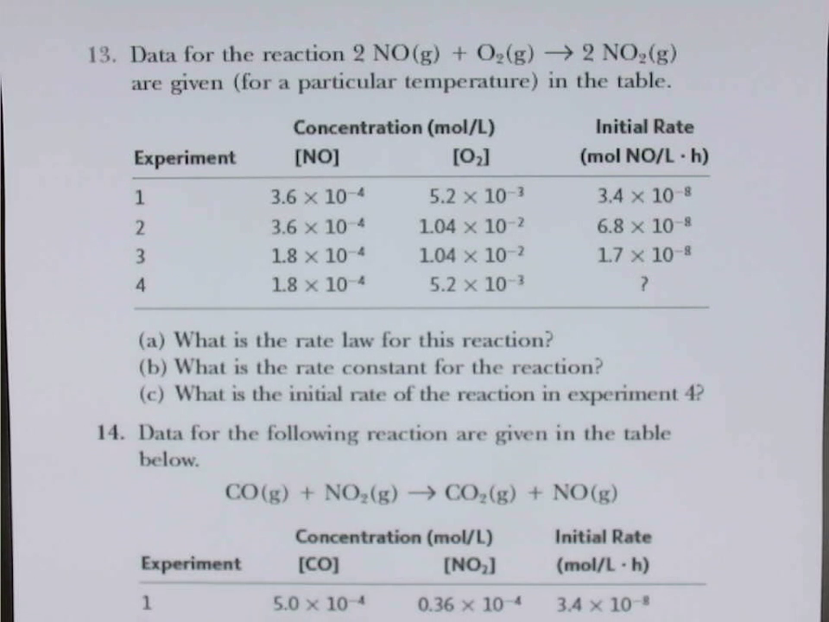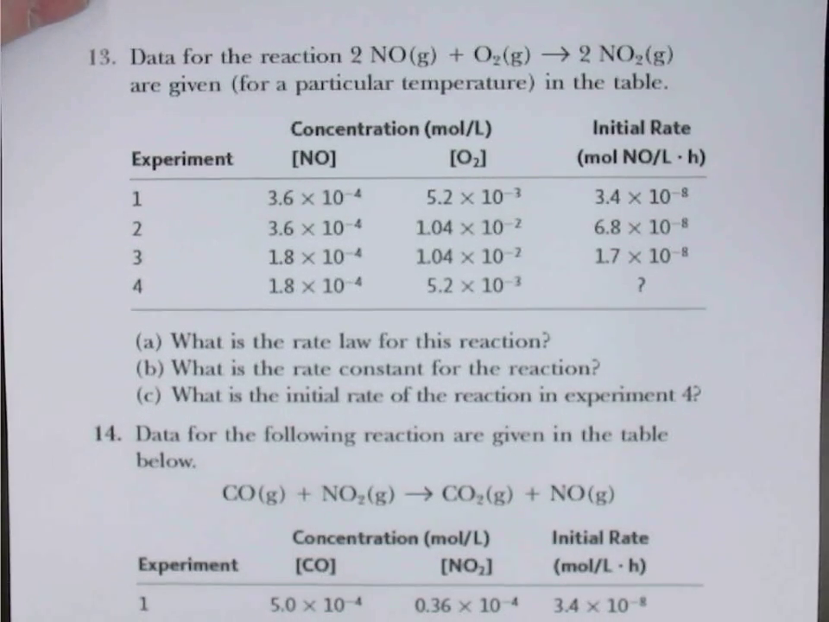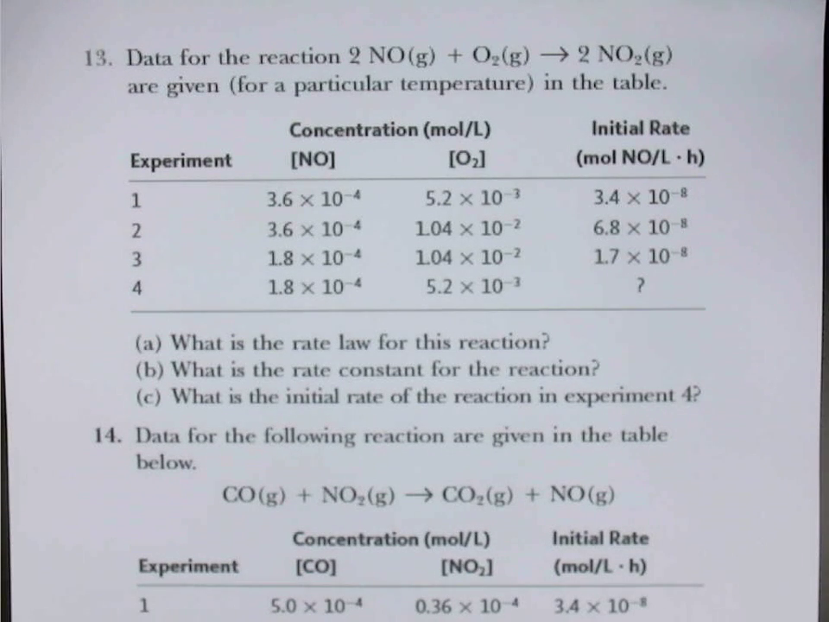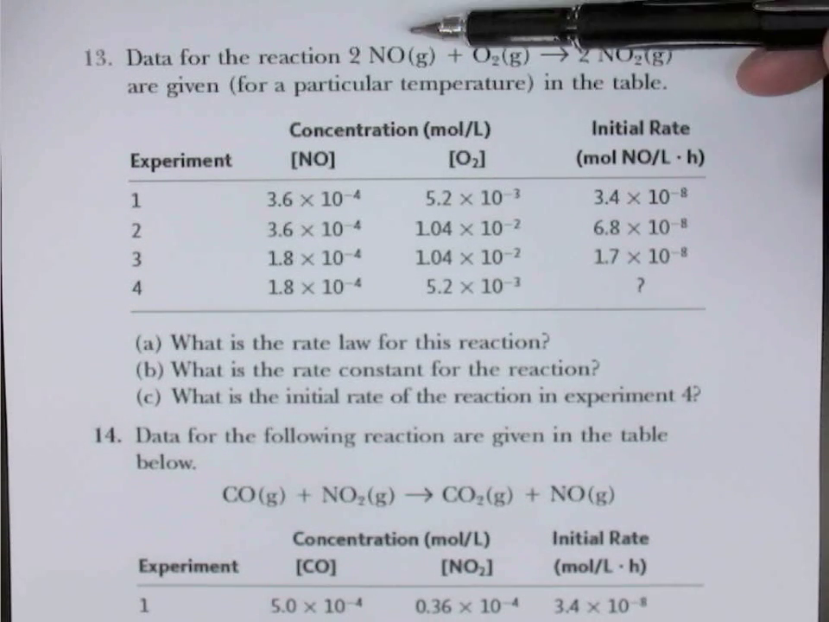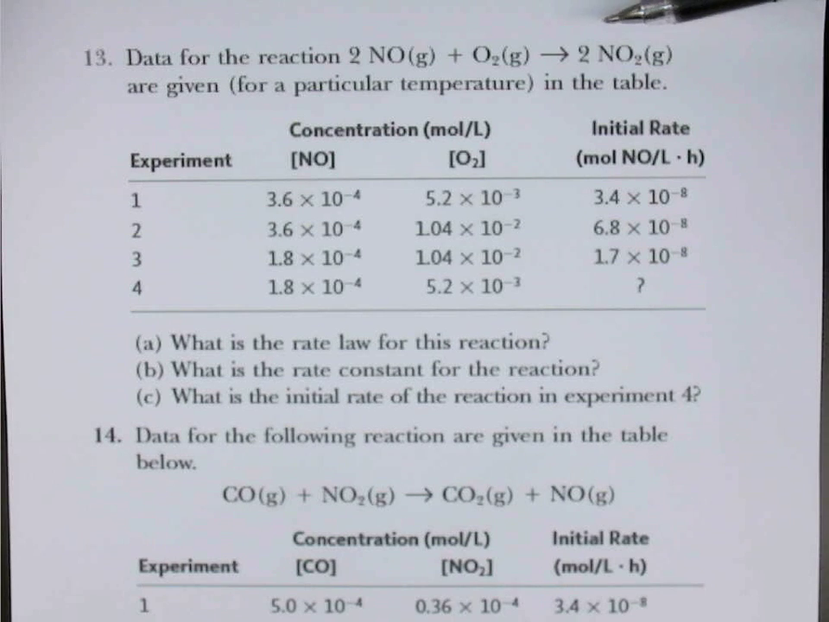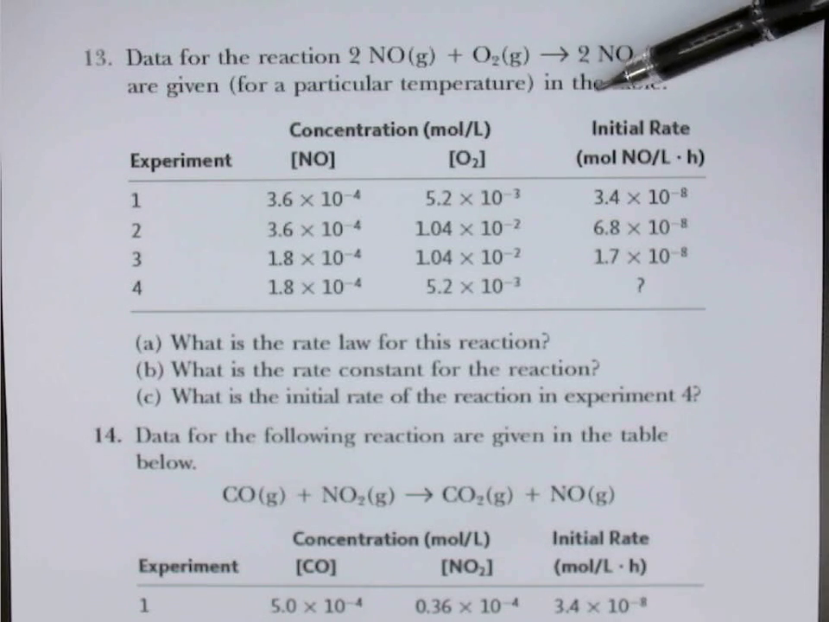In this video, we're going to take a look at a chemical kinetics problem involving rate laws, differential rate laws. In question number 13, we are given a balanced equation where nitrogen monoxide gas reacts with oxygen gas and produces nitrogen dioxide gas. And it was performed at some temperature that's not actually mentioned.